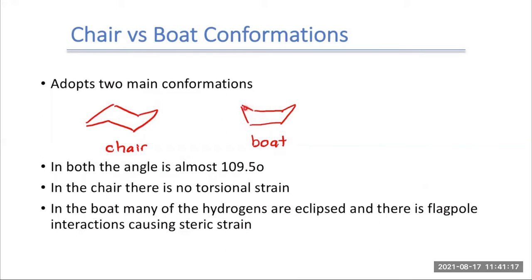And in the boat, many of the hydrogens are eclipsed. And there's a little bit of steric strain with the two flagpole ones. So that'd be a hydrogen here and here. So you can draw little flags on them. But we do occasionally see boat conformations. And looking a little more at these chairs and boats.